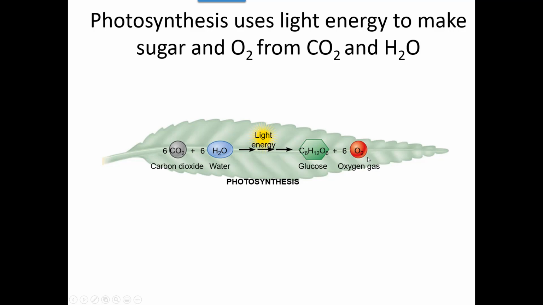So plants can take carbon dioxide and water, and using the energy from the sun, they can make glucose and oxygen. Now for the equation, there's a lot of 6's in there. There's 6 carbon dioxide, 6 water, 6 oxygen gases. The only one that's not a 6 is the glucose. It's just 1. If it's not typed on there, it's under the assumption that there's just 1 of them.